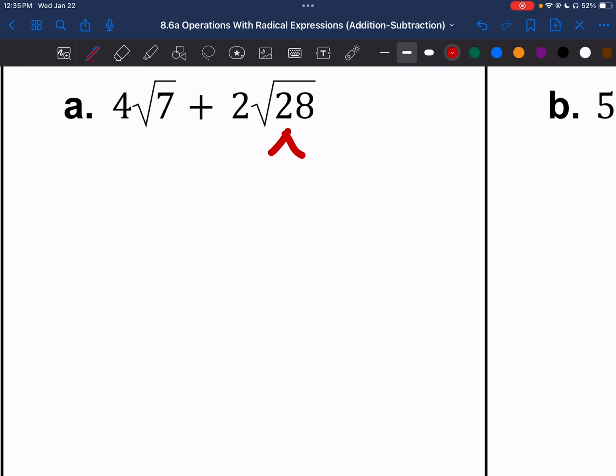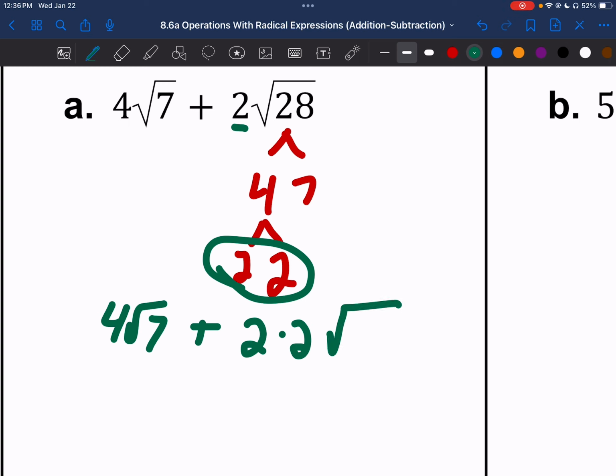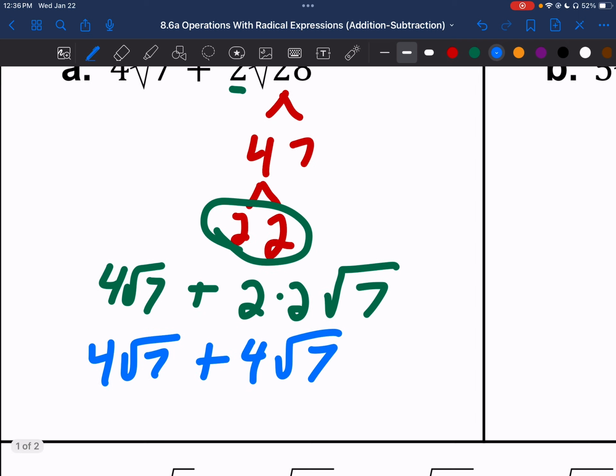So we have square root of 28. Well, 28 is made up of 4 and 7, and 4 is 2 and 2. So if we rewrite this, nothing happened with the 4 root 7. It was already a prime factor to begin with. So we have a common factor of 2 that I can bring out, times the 2 that was already on the outside, times the square root of 7, which was left inside. So we have 4 root 7 plus 4 root 7, and that's going to give us a total of 8 root 7's.